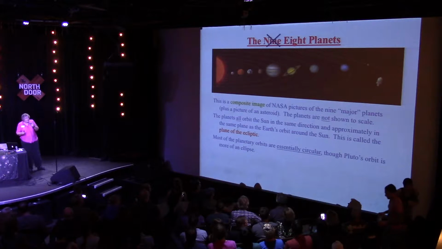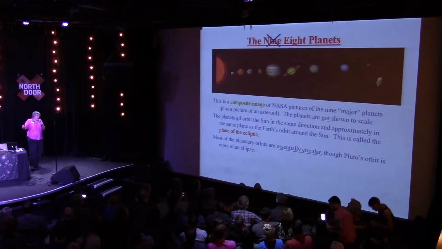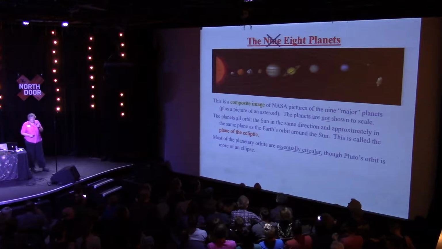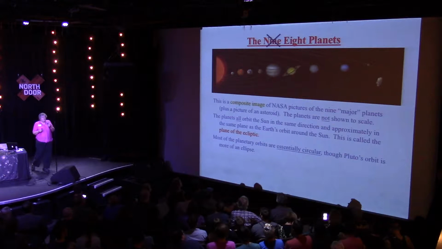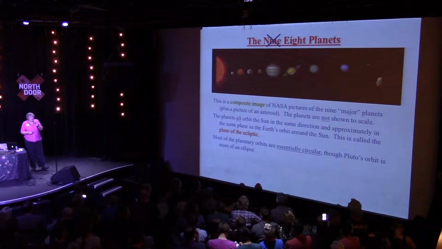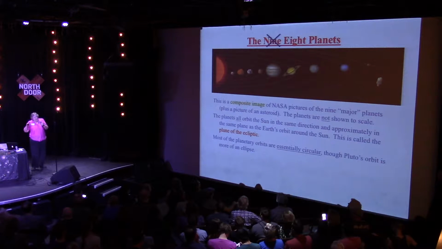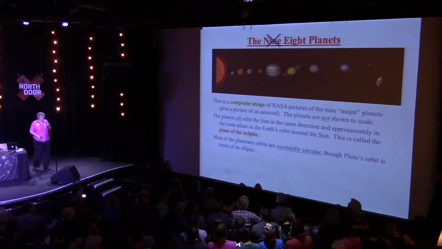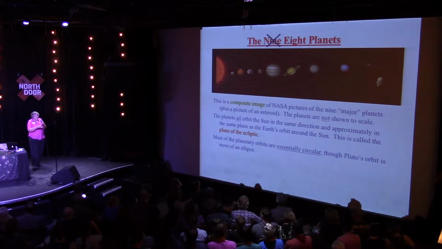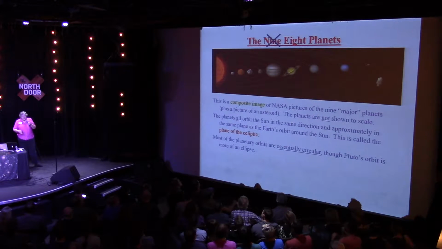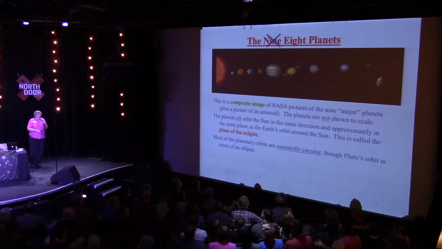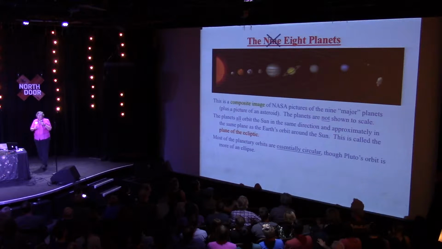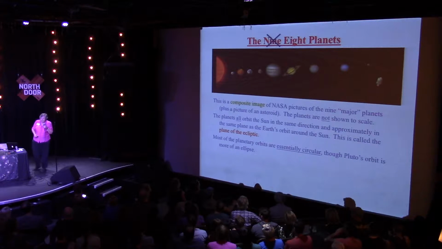Why is it the planets all go around the sun in the same plane? And that plane is known as the plane of the ecliptic. They also all orbit the sun in the same direction. Now, Pluto's an oddball. It doesn't exactly fit in the plane of the ecliptic. It's tilted by 17 degrees. But all the rest of them, they go around the sun in the same plane, in the same direction. And most of the planetary orbits are essentially circular. All of those facts are clues to the formation of our solar system.